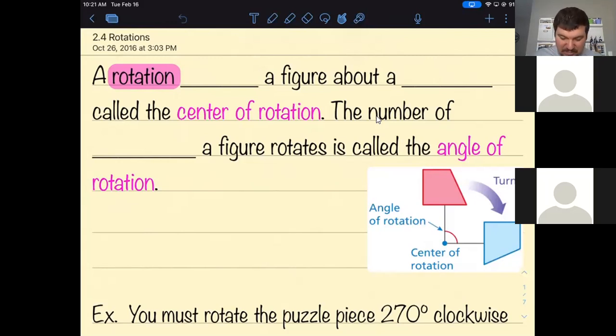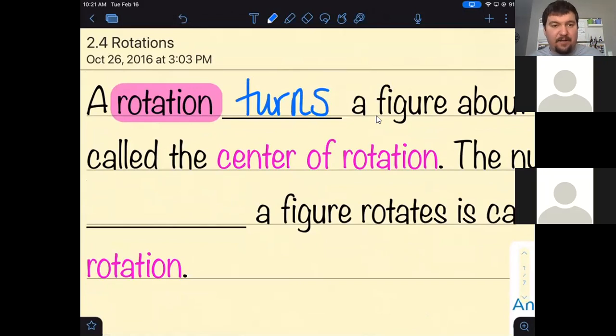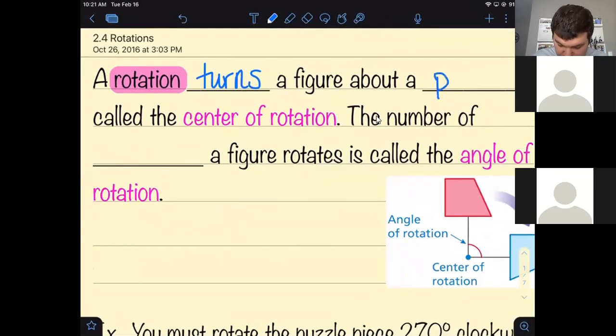Okay, so we're talking about rotations today. And so a rotation turns a figure. We said that a translation slides a figure, a reflection flips a figure, but a rotation turns a figure about a point. And that point that we turn it around is called the center of rotation. Normally for us, that's going to be the origin. It doesn't have to be, but normally it is.